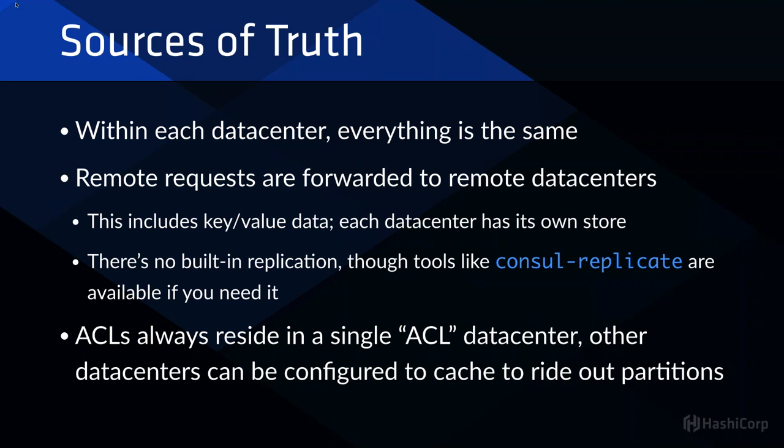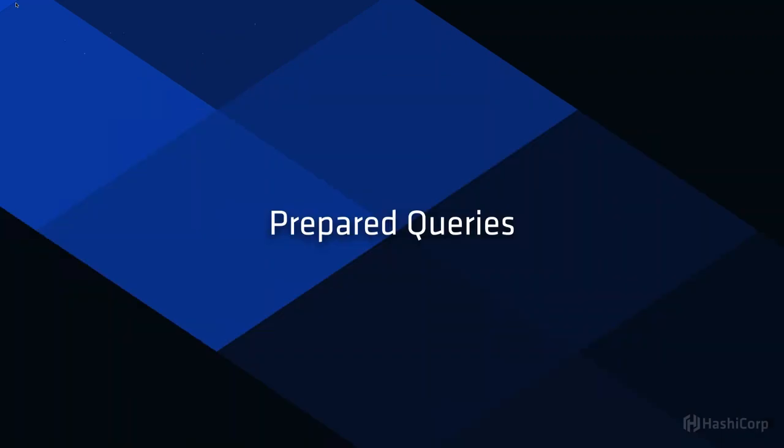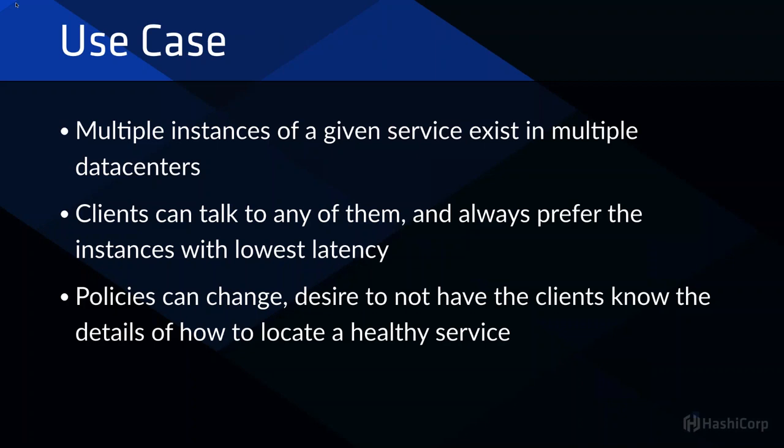Building on the architecture that we discussed for multiple data centers, we'll look at a use case around something called prepared queries. These were newly introduced to Consul in version 0.6. Here's the use case. You have multiple instances of a service, and those exist in multiple data centers, so you've got a geographically distributed set of services. For this example, clients can talk to any of them, but they want to talk to the fastest ones with the lowest latency if possible.